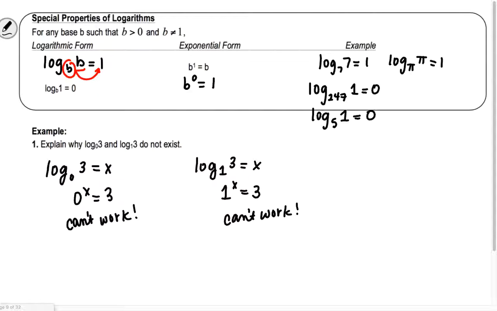I think I said that when I defined the logarithm originally. Actually, I said it here: b is not equal to 1, and b is bigger than 0. It also can't be negative. So we can't have log base -2 of 3 equals x, because we can't say -2 to some power equals 3. So we can't have negatives as well.